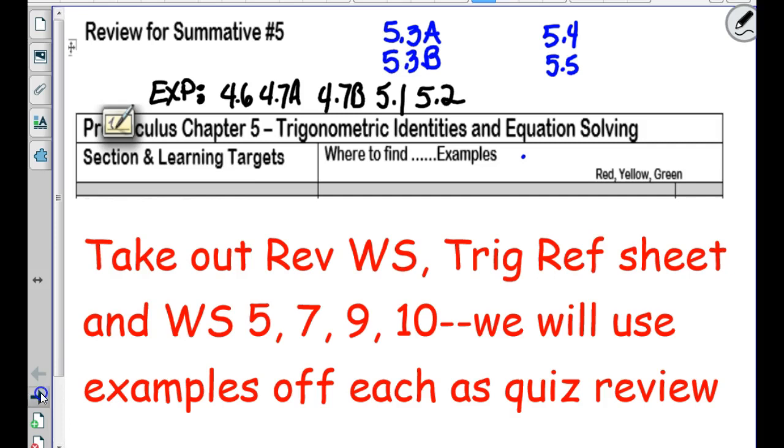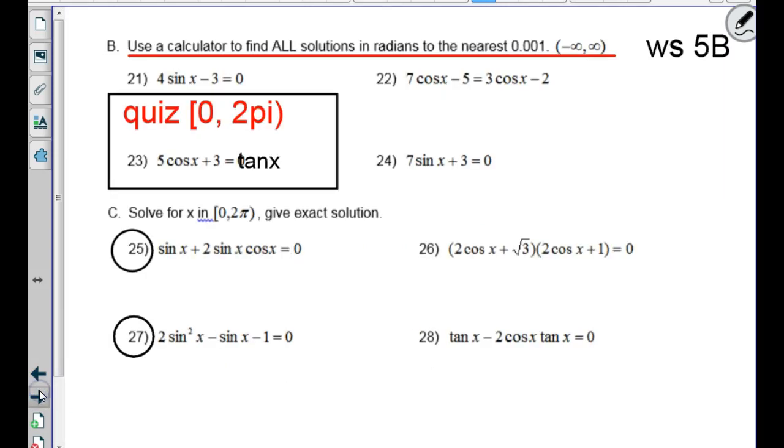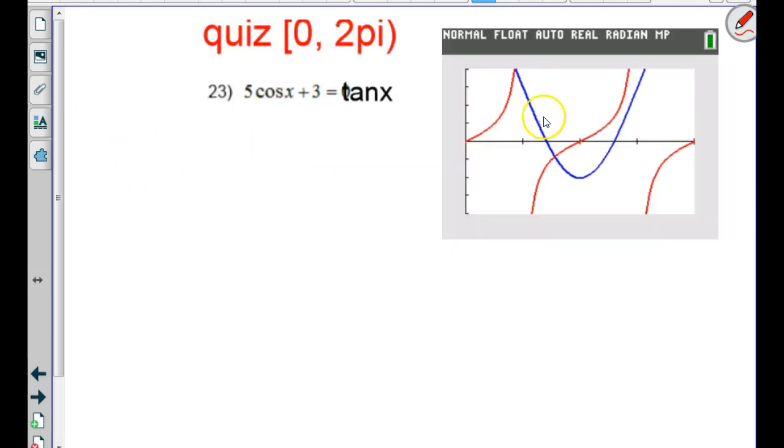All right, did anybody have an I'm-panicking homework question they need answered? All right, so let's start looking at review. The first section on the quiz is 5.3, basic equation solving. You were assigned some of these on worksheet 5B. You had to do the evens. I changed this question because I want to do one that's like on the quiz. So here's my practice for the quiz question. You don't have this exact question, so write it down on the quiz review somewhere.